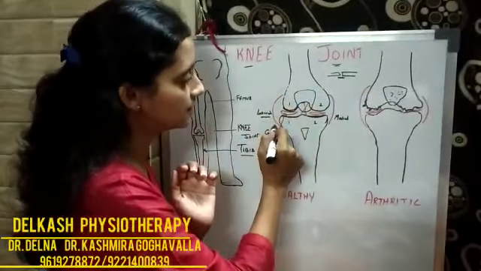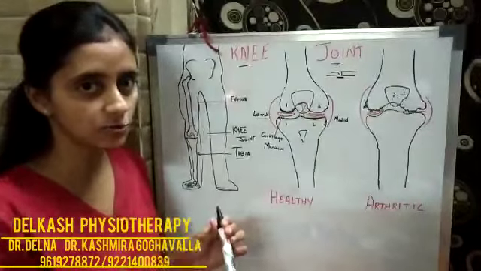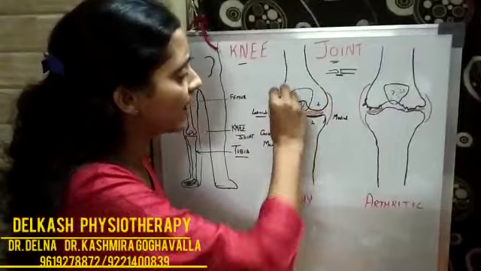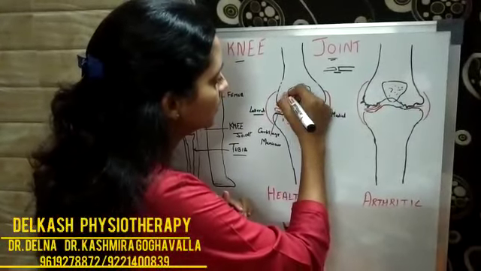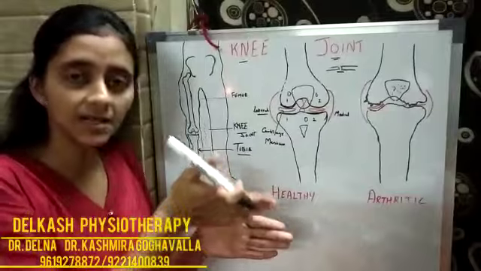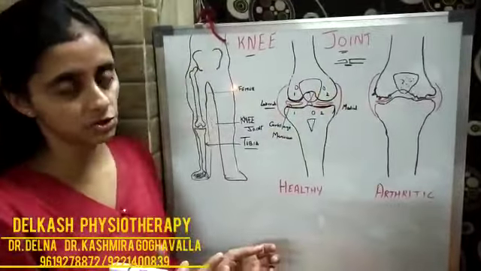You have the medial collateral ligament and lateral collateral ligament at the side, and in between you have your ACL and PCL, that is the anterior cruciate ligament and the posterior cruciate ligament. And in between you have small sacs filled with water. They are known as bursas. So there are many bursas in the knee joint in order to prevent the friction between the muscle and the bone, right? So this is the structure of a normal healthy knee joint.